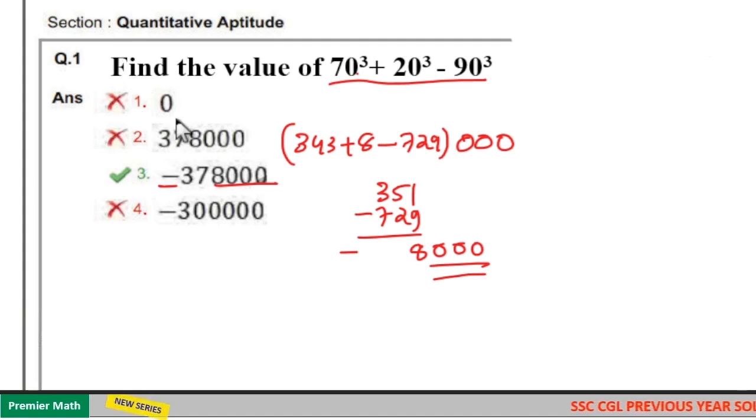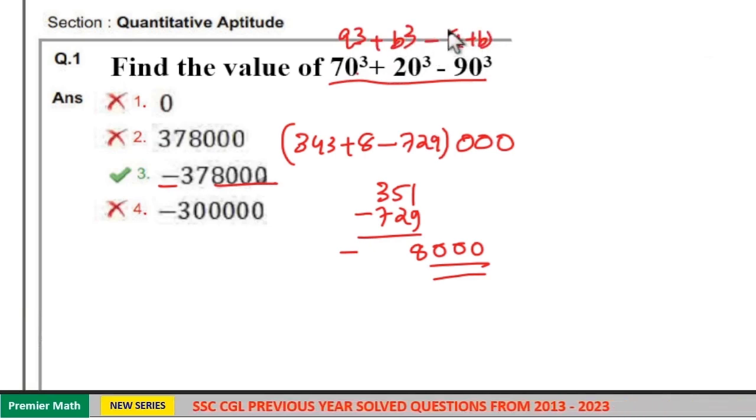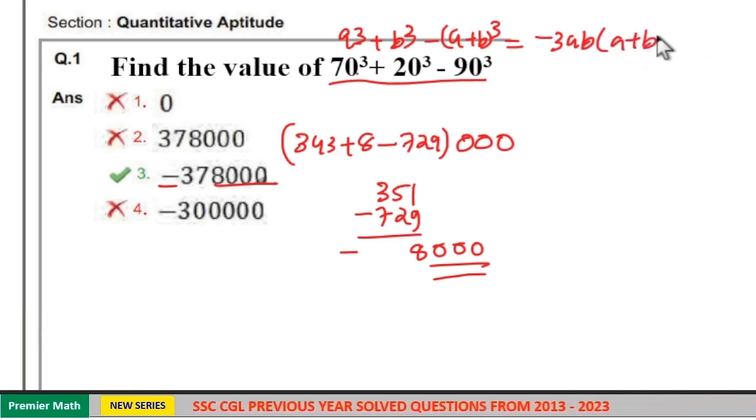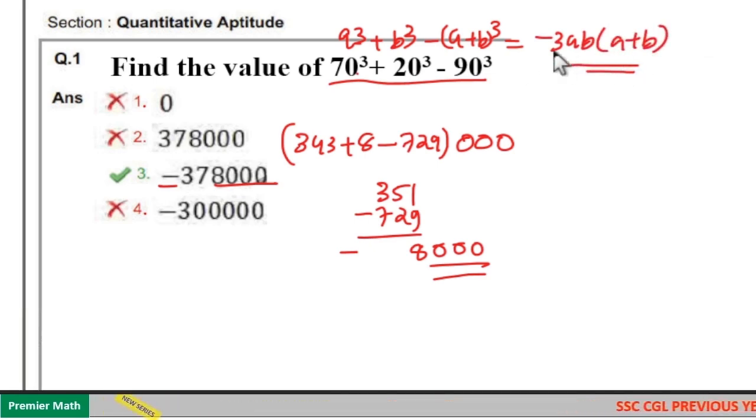If the numbers are larger, you can go for the formula. That is, a cube plus b cube minus (a plus b) the whole cube. In that case, a cube and b cube will cancel in this term, so remaining will be minus 3ab into (a plus b). So if the numbers are larger, you can directly go for the formula.